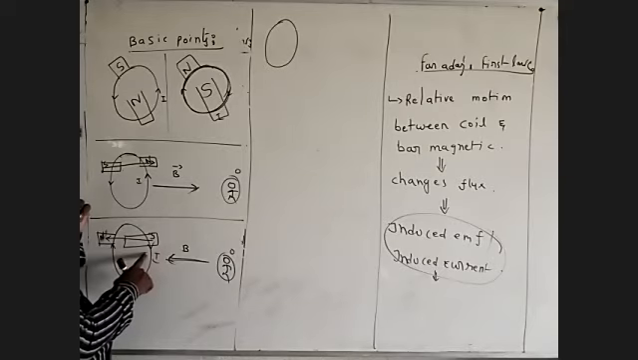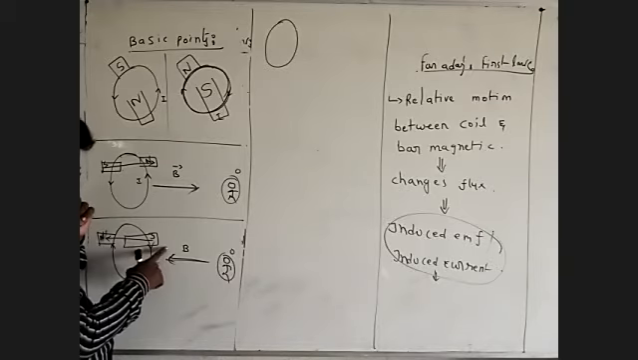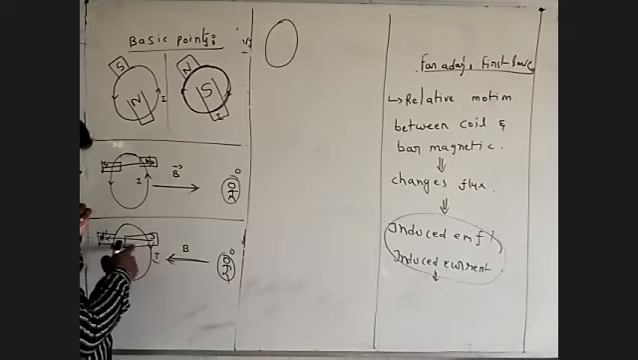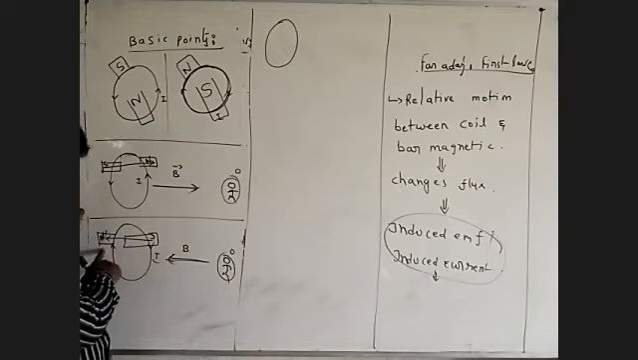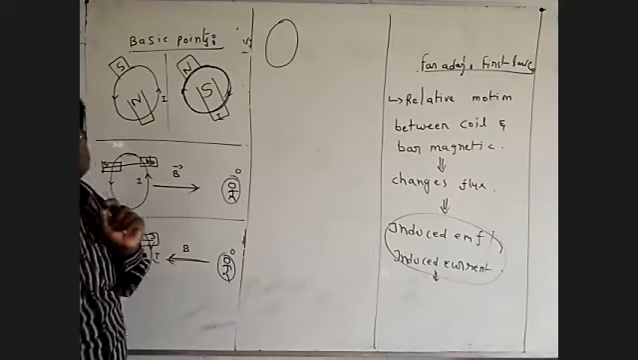This ring carries current in the clockwise direction. This ring acts as a small bar magnet. The front of the ring acts as a south pole, and the back part of the ring acts as a north pole. The direction of the magnetic field is away from the observer.